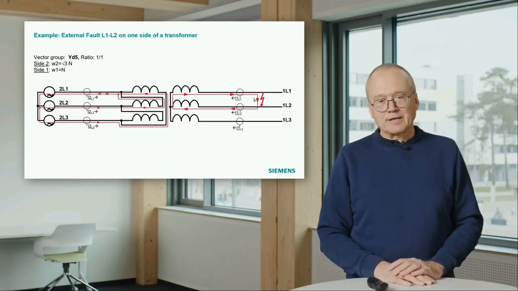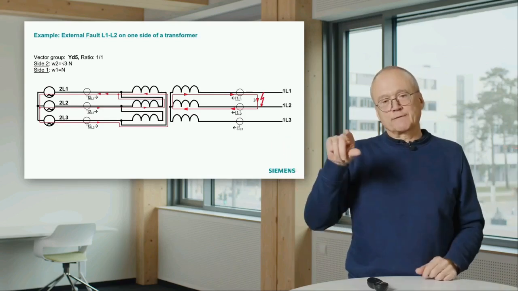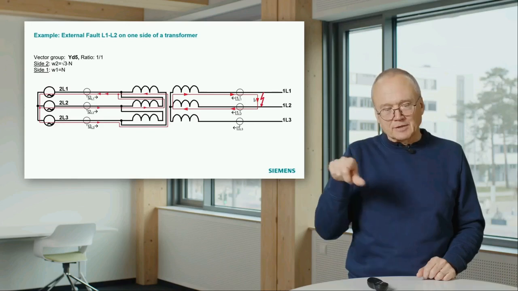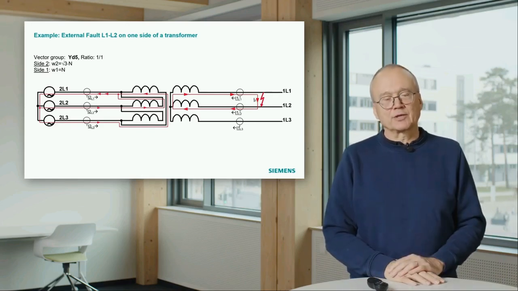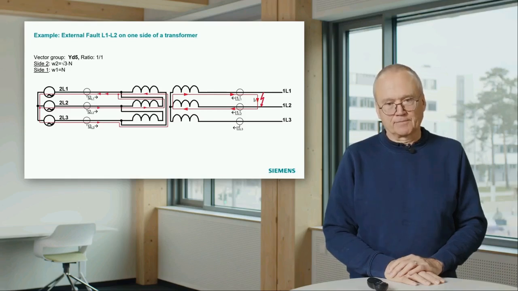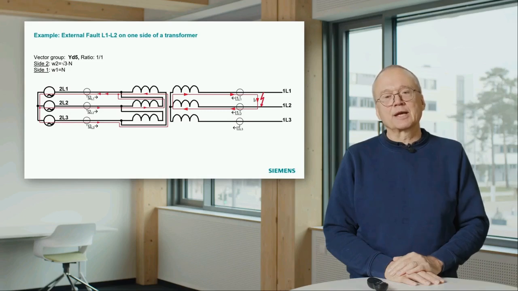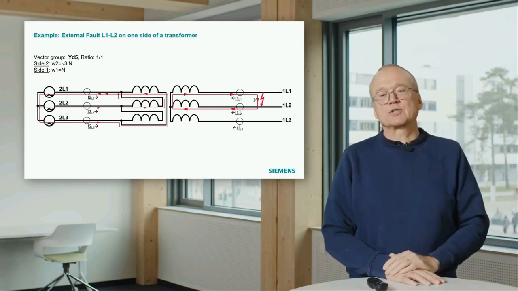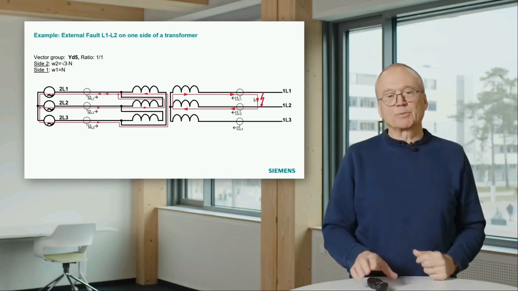And with this phase-to-phase fault, we assume we have no load current flowing. This phase-to-phase fault gives us a current flow where two windings of the secondary side are affected. That means our two current transformers on the secondary side measure just simply the short circuit current. What is now seen on the primary side?